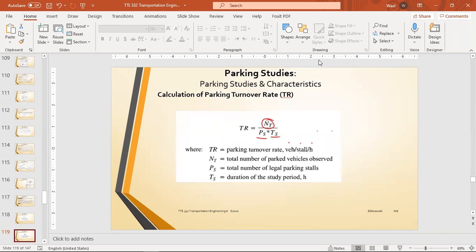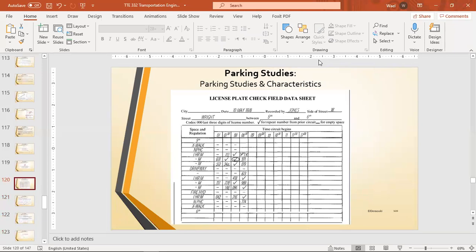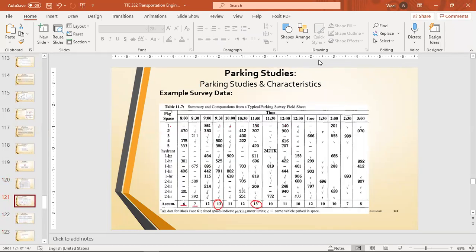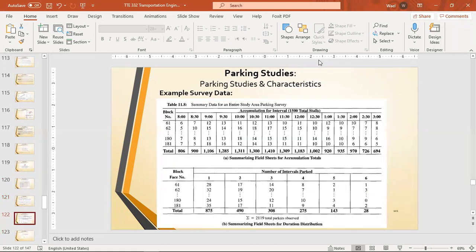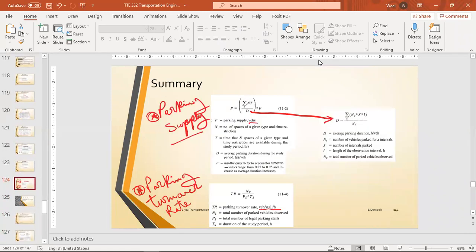And here TR is the parking turnover rate. It's calculated using this equation, and it's basically the total number of parked vehicles observed divided by the total number of legal parking stalls and the duration of the study period. That's very simple. These are some examples and sheets for assessment of survey data, and that's an example based on these sheets. And here that's a summary.